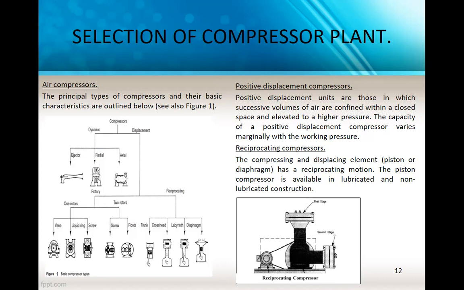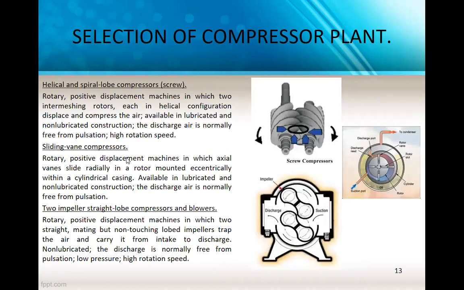The capacity of a positive displacement compressor varies marginally with the working pressure. Reciprocating compressors, here the compressing and displacing element, piston or diaphragm, has a reciprocating motion. The piston compressor is available in lubricated and non-lubricated construction. Yung mga luma, old-style design. Next, the helical and spiral loop compressor or screw.